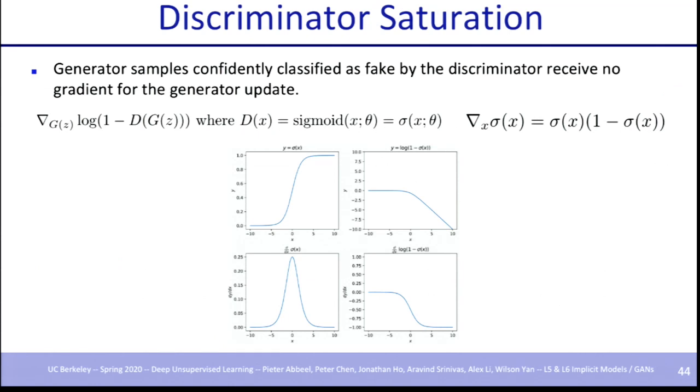The reason it will create problems is that once the discriminator becomes very confident, there will be no gradient left. So the discriminator, here in this plot we have y equals sigma of x. Then this is our objective, log(1 minus sigma of x). Inside of here, x equals g of z, right?